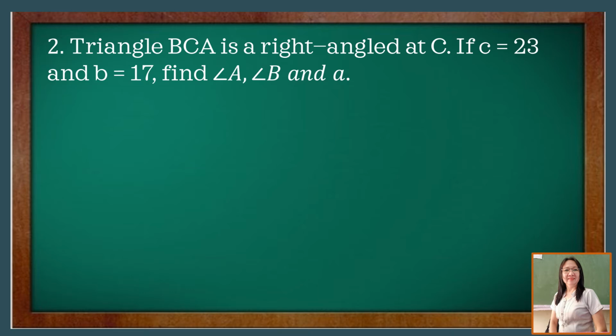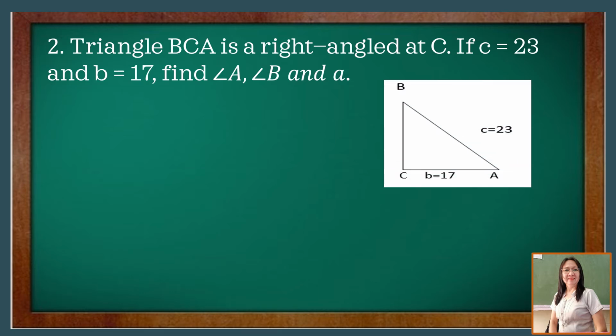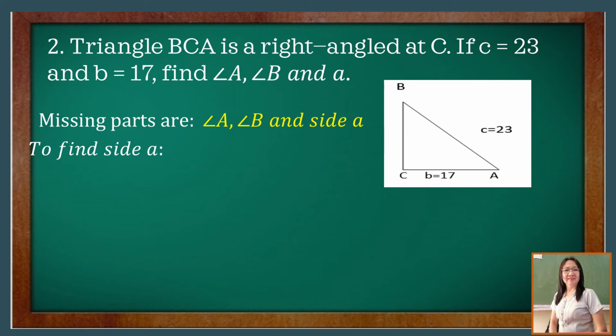Now let me give you another problem. Triangle BCA is a right triangle, right angle at C. If the hypotenuse C is equal to 23 and the base B is equal to 17, let us find angle A, angle B, and side A. Again, the missing parts are angle A, angle B, and side A. To find side A, looking at our given, the base and the hypotenuse are given, so we are asked to find the altitude.